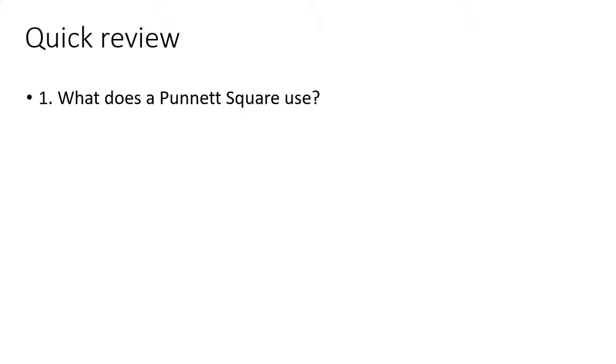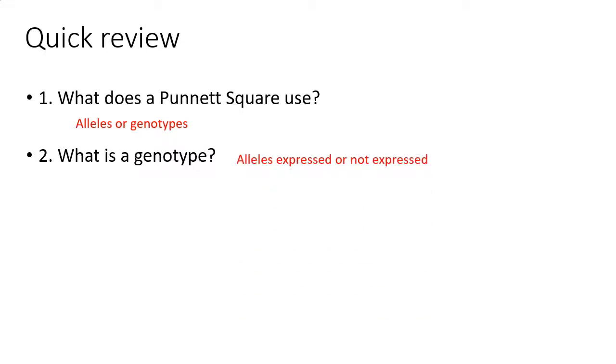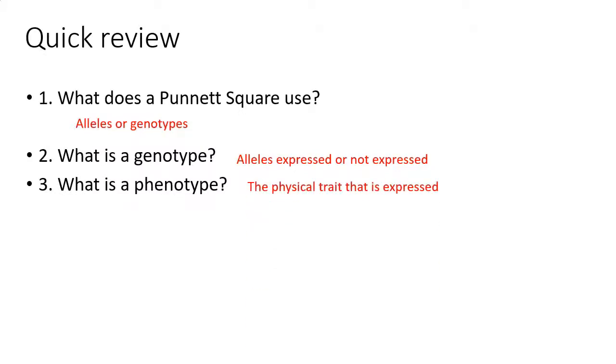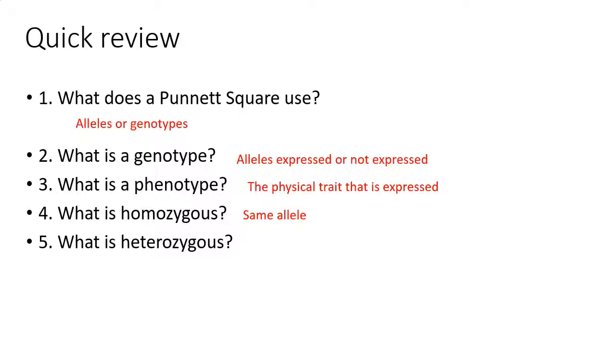What does a Punnett square use? Alleles or genotypes. What is a genotype? It's alleles expressed or not expressed. What is a phenotype? The physical trait that is expressed. What is homozygous? It's the same allele. What is heterozygous?